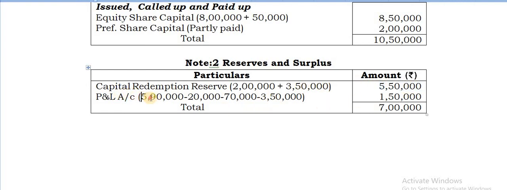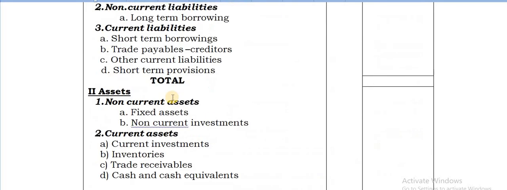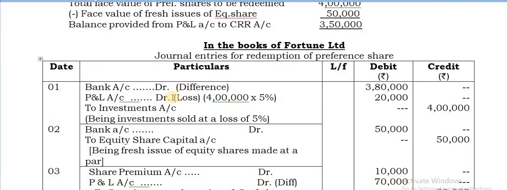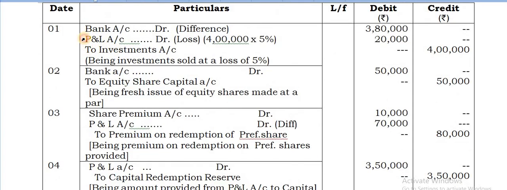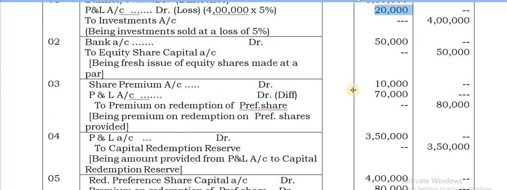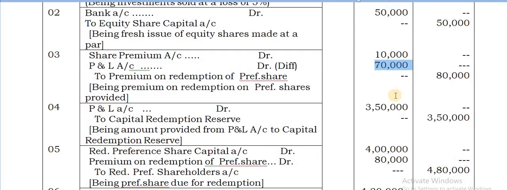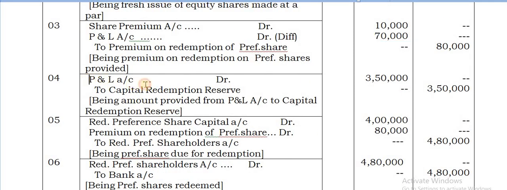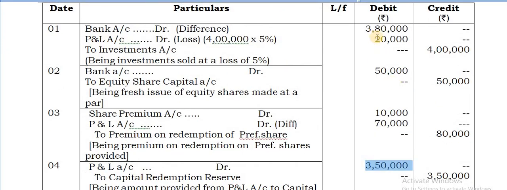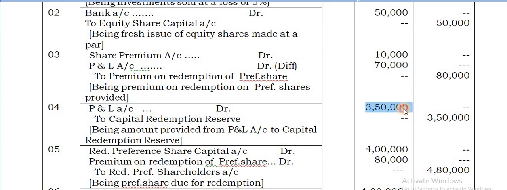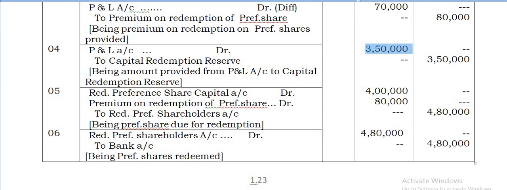And in the profit and loss account, you can see there is already 5 lakh 90,000 existing. In that, you can see where all the debits are being made. Profit and loss account, here one debit is there, the very first one for loss. So that has to be deducted, 20,000. Again, there is a profit and loss account debit here, 70,000 is a deduction. Again, there is a debit here, 3 lakh 50,000. So three amounts should be deducted: one is 20,000, another 70,000, another 3 lakh 50,000.